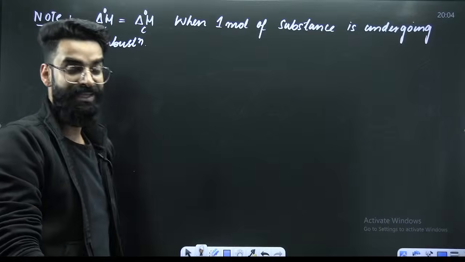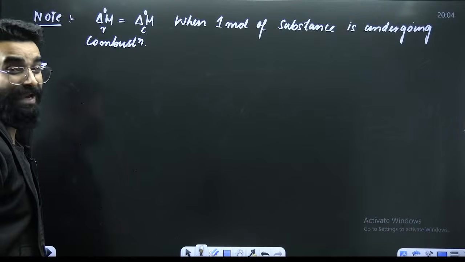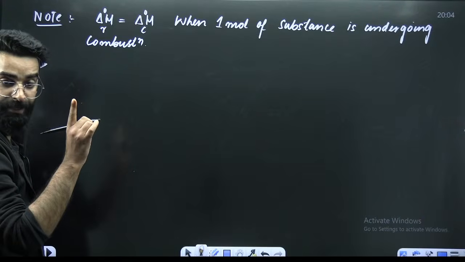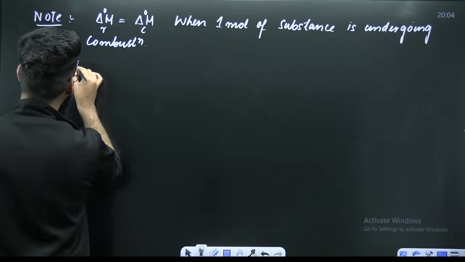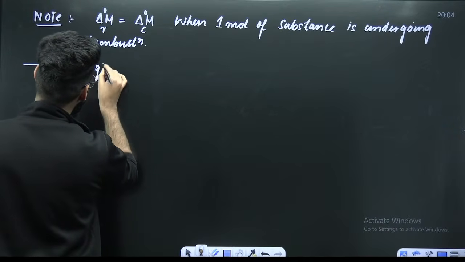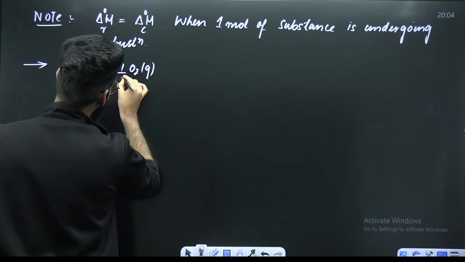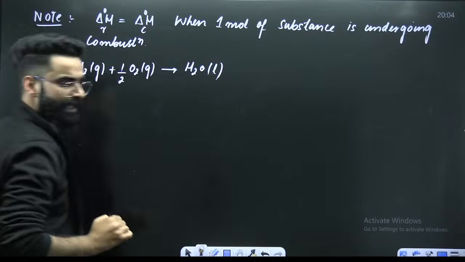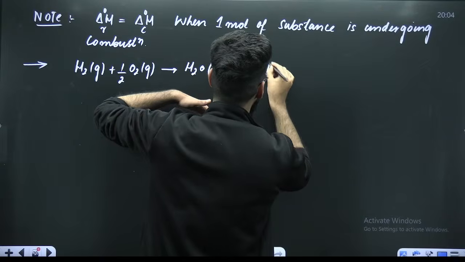Okay. One more thing which I want to tell you. Look at it very carefully. I'm writing the reaction: H2 gas plus O2 gas gives me H2O liquid. Let's assume the enthalpy change of the reaction is delta H naught R.